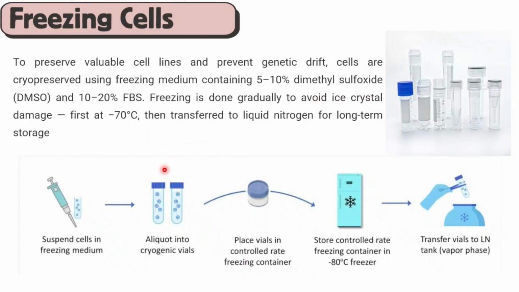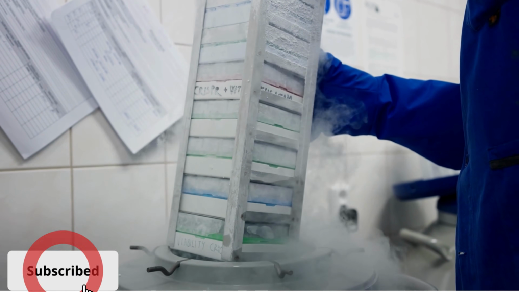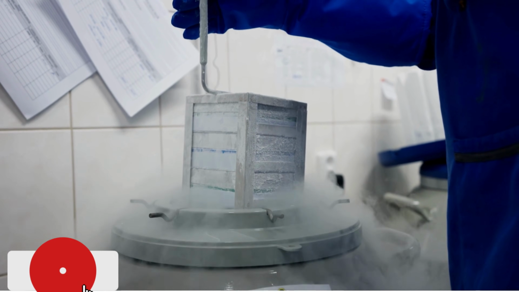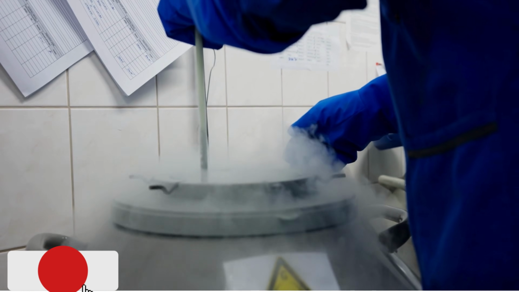So, they are mixed together in a cryogenic vial. Now, these cryogenic vials are placed into a controlled rate freezing container to make sure the freezing is done at a slow rate. And this controlled rate freezing container is then stored in a minus 80 degrees C freezer. After which, the cryogenic vials are removed from the controlled rate freezing container and placed into liquid nitrogen. So the cells remain inside liquid nitrogen for as long as needed until they are required.